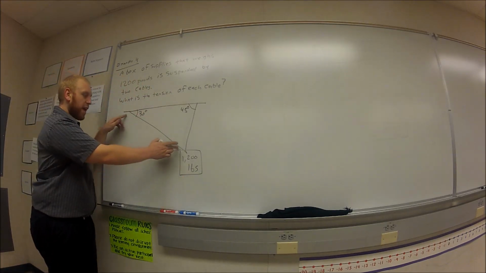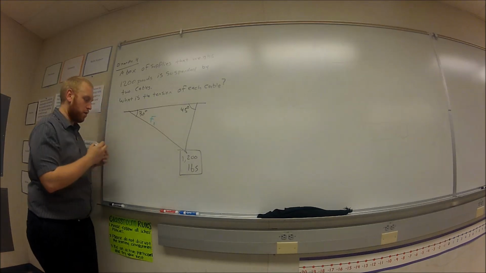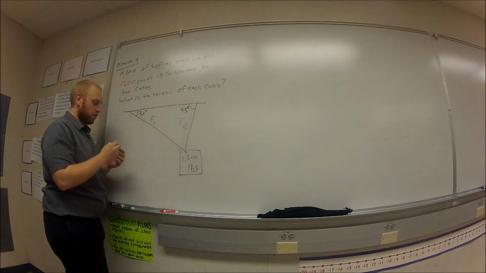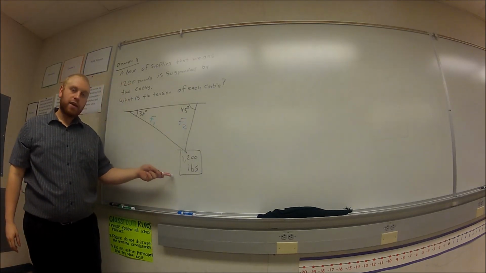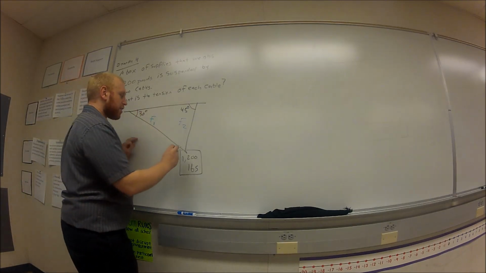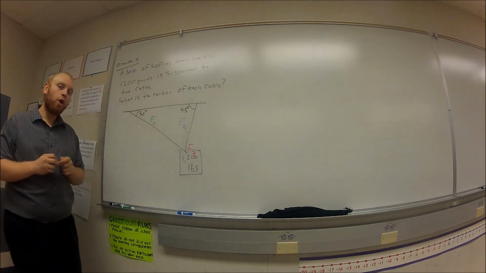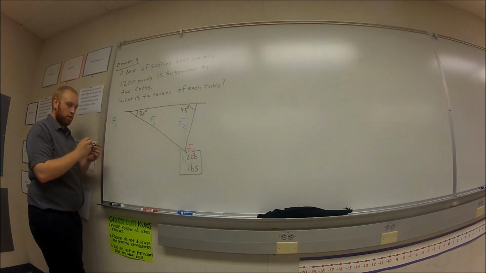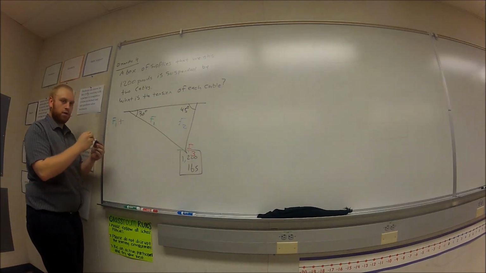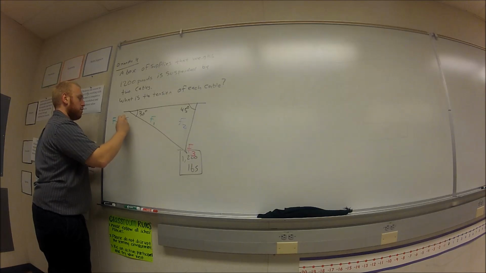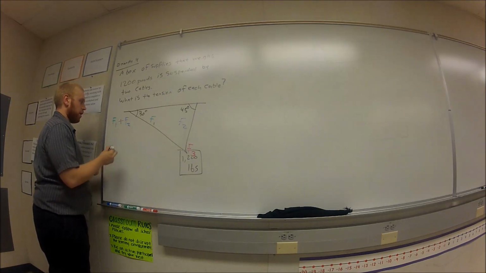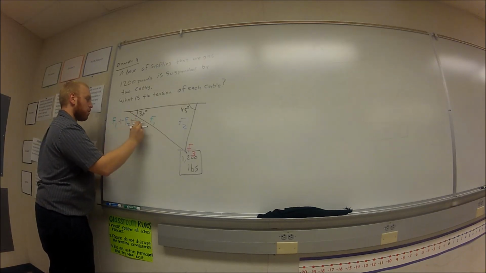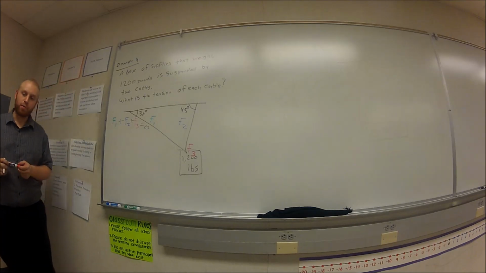Remember, the cable's going to be one of them, so let's make it force 1. The other cable is going to be another force, force 2. And then the third force is the weight coming down, and that's going to be F3. If it's in static equilibrium, we want to know when F1 plus F2 plus F3 equals 0, because that's what it means to be at static equilibrium.